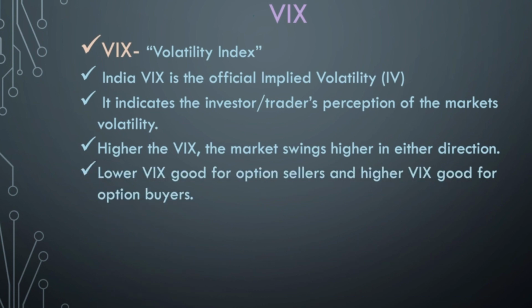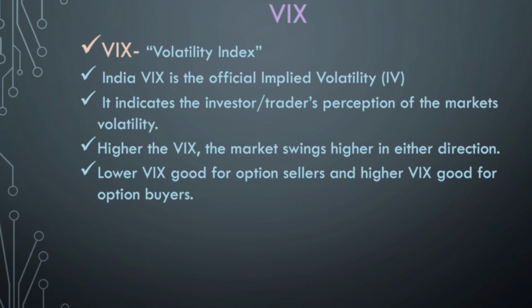Lower VIX is good for option sellers, and higher VIX is good for option buyers. For option sellers with a lower VIX, the only caveat is that the premiums you collect are less. If the VIX is very high and you have taken a risky trade, you could have pocketed a lot of option premium, because at higher VIX levels the option premiums are much higher.